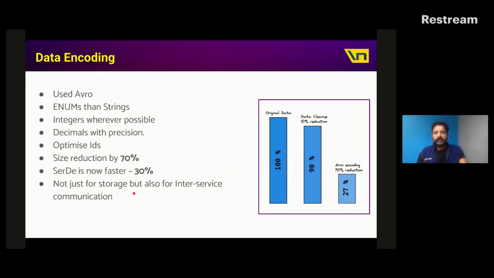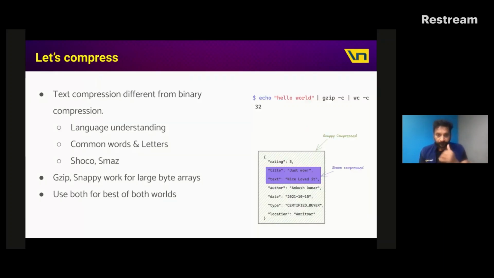Now, we also found out that the optimizations we do with encoding are not only useful when you're storing the data, but also for inter-service communication, because the overall payload size reduces. If you remember the first slide, we talked about 1.5 Gbps. If we were actually sending them via Avro, we could have probably saved 70% of the overall bandwidth that is going through the network.